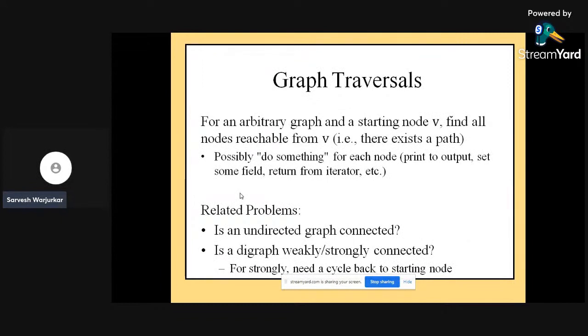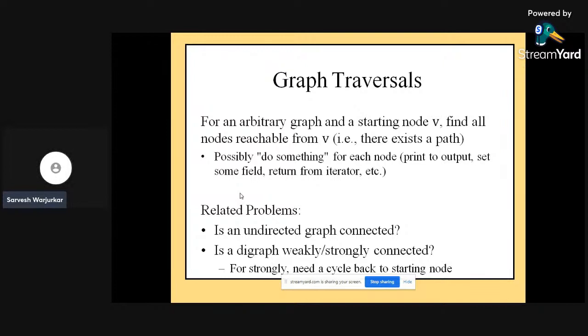Now come to the topic of graph traversals. For an arbitrary graph and a starting node V, find all the nodes that are reachable from V. That is, there exists a path, where we possibly do something for each node, such as print to output, set some field, return from an iterator, etc. Some related problems are like, is an undirected graph connected?